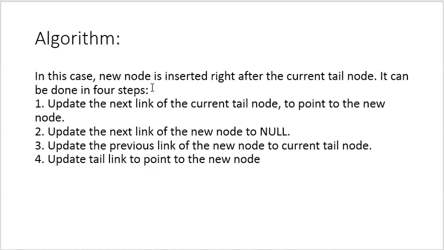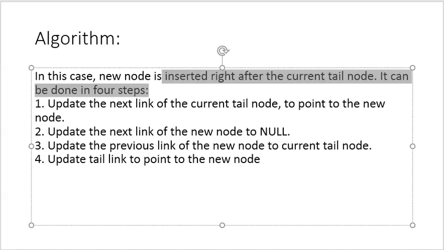In this case, the new node is inserted right after the current tail node. It can be done in four steps. If you are inserting a new node after the last node, update the next link of the current tail node to point to the new node, update the next link of the new node to null, update the previous link of the new node to the current tail node, and update the tail link to point to the new node. It involves four steps.